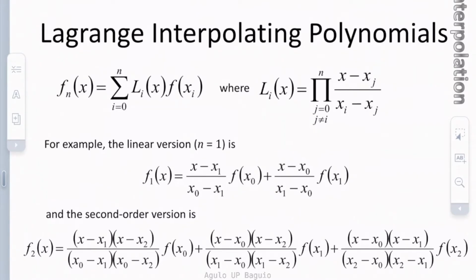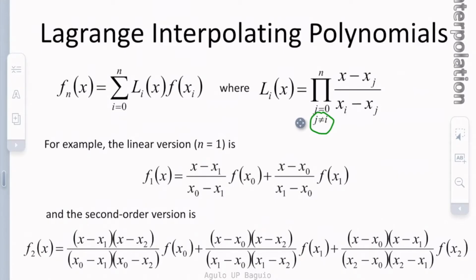While it can look mathematically daunting, it's actually quite simple. The function f in the integral is replaced by the function f sub n of x, which is equal to the sum from i equals 0 to n of L sub i of x times f of x sub i, where L sub i of x is your Lagrange interpolating polynomial, which is equal to the product from j equals 0 to n of x minus x sub j divided by x sub i minus x sub j. Note that j must not be equal to i.